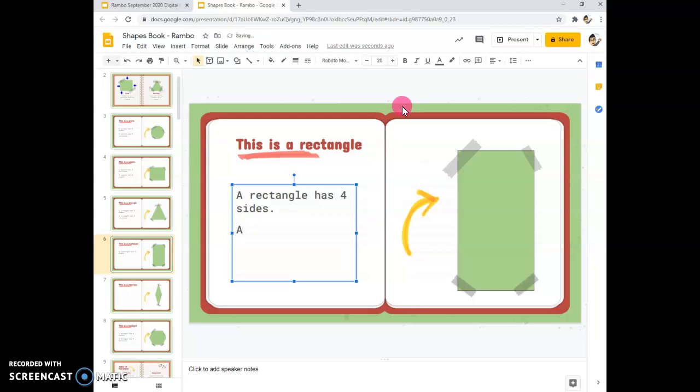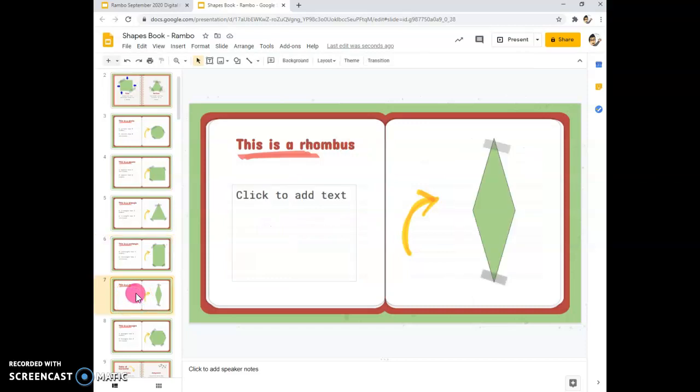All right. A rectangle has 4 vertices. All right. So it says a rectangle has 4 sides. A rectangle has 4 vertices. All right, that brings us to our rhombus.